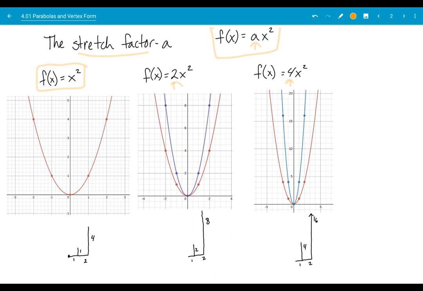So when I have 2x squared, as in this second picture, what we're doing is when we go over 1, instead of going up 1, as in our parent function, we have to go up double that. That's the 2 multiplying the result of the x squared. So instead of going over 1 and up 1, we're going over 1 and up 2. But when we go over 2, we're not going up 4, we have to go up double that. So your point ends up all the way up at 8.